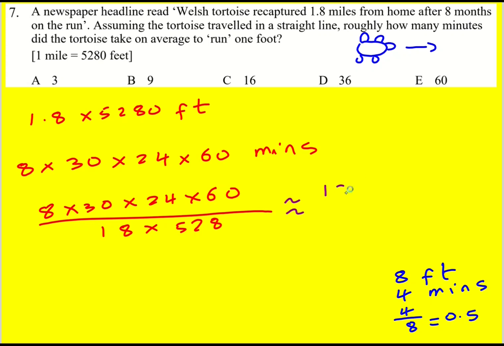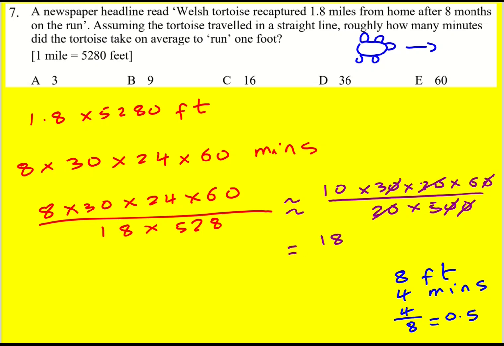We could just round everything to one significant figure. 10 times 30 times 20 times 60. Definitely for a first approximation, this does seem a good way to go. 20 times 500. 20s cancel. Can chop off some zeros. So I'm left with 3 times 6, 18, times 10, 180, over 5, which is going to give me 36. I can divide by 10 times by 2. Actually, that worked really well.